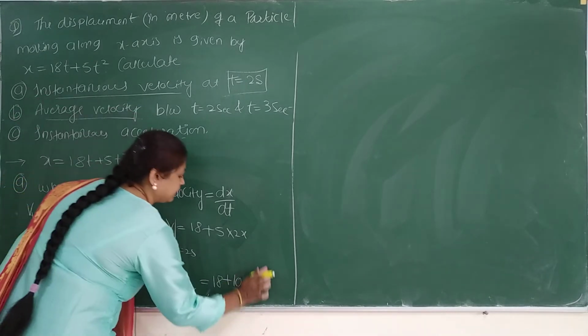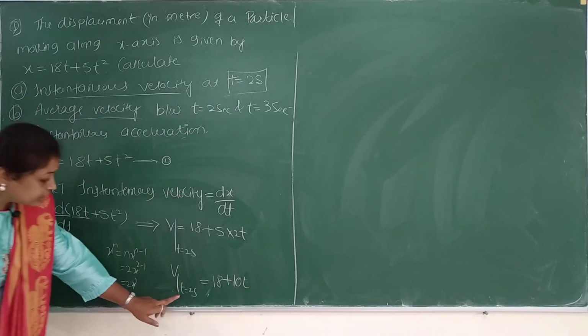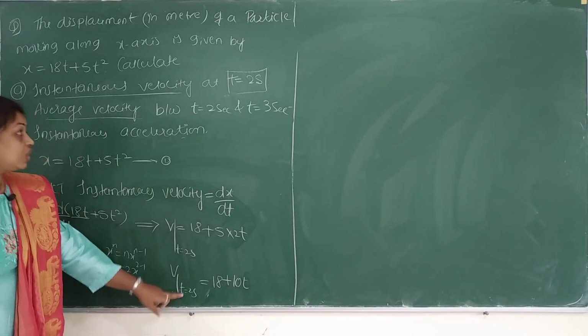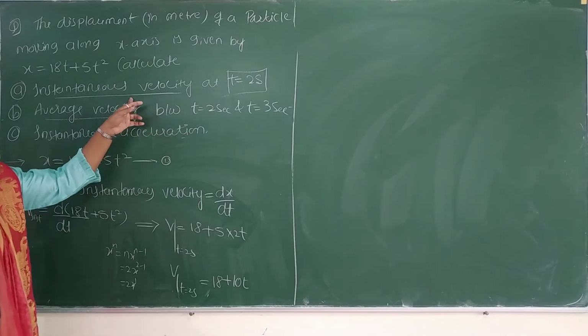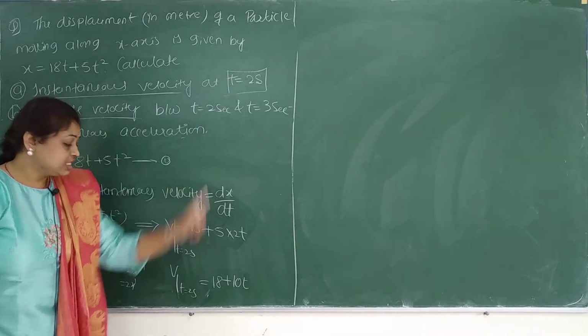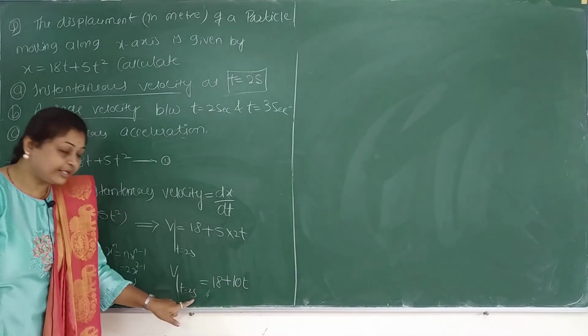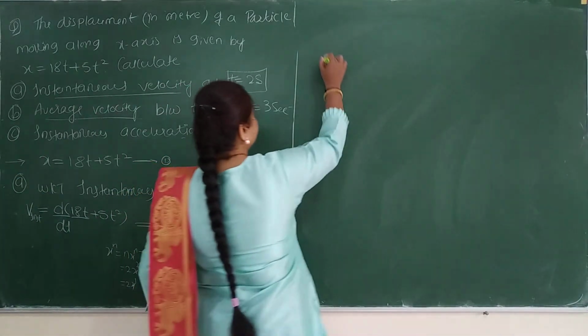So it is 10t, not x, it is t. Now take here t value is 2 seconds. Already they are given. You have to calculate instantaneous velocity at a time 2 seconds. Just take this 2 seconds and substitute here. Just replace t by 2. Then what you will get?